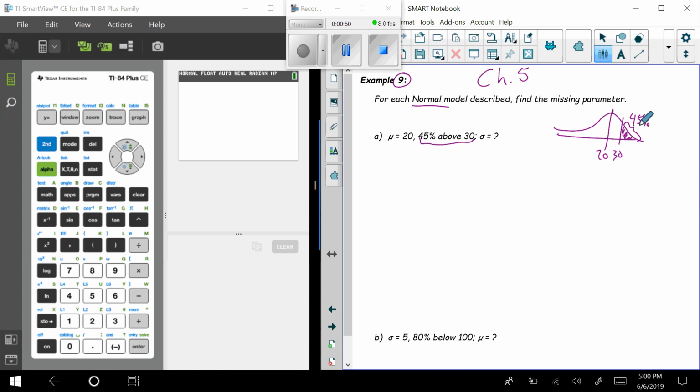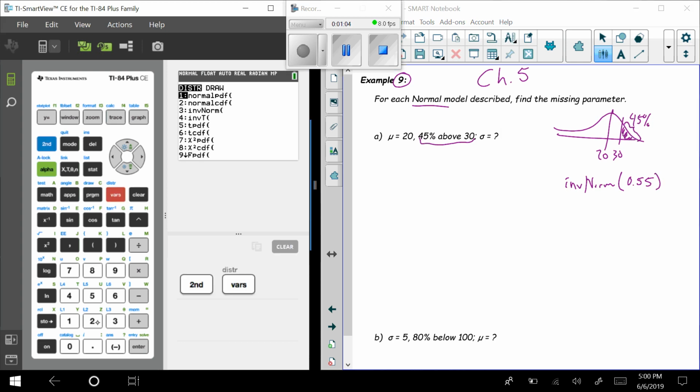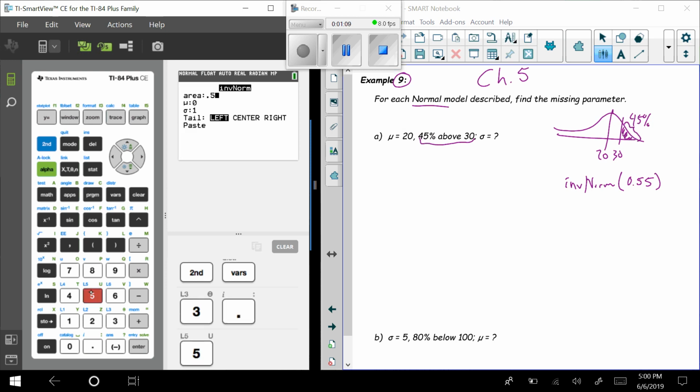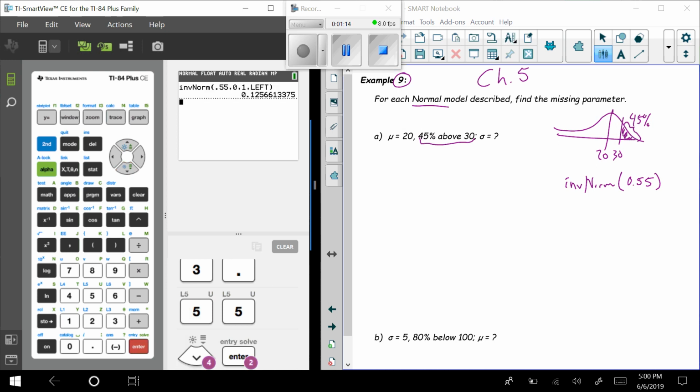Well, this is a classic inverse norm. Now we usually use the left area. This is the right, so that means the left would have to be 0.55. Come over here to our calculator, that's second, vars, inverse norm, so that's a 3. Then we hit 0.55. We get that to calculate it for us, and we get a z equal to 0.1257. Okay.